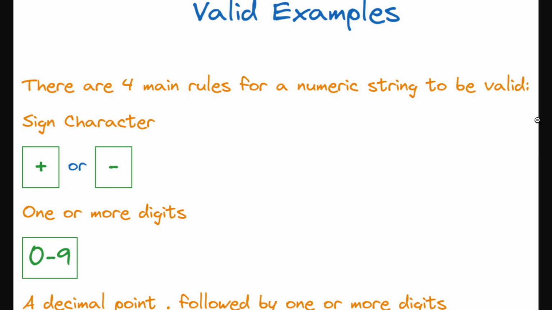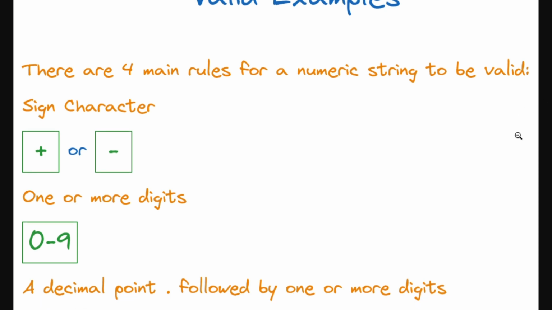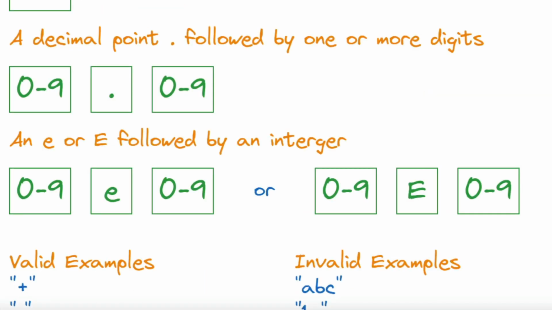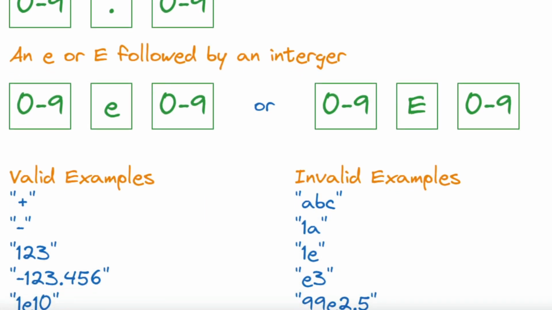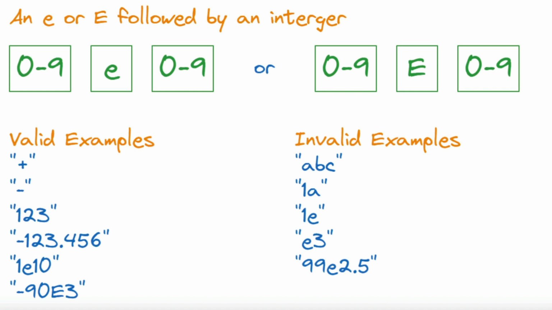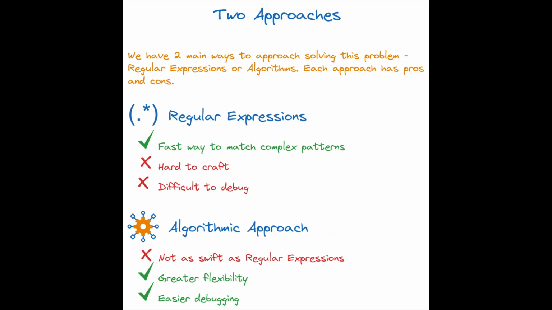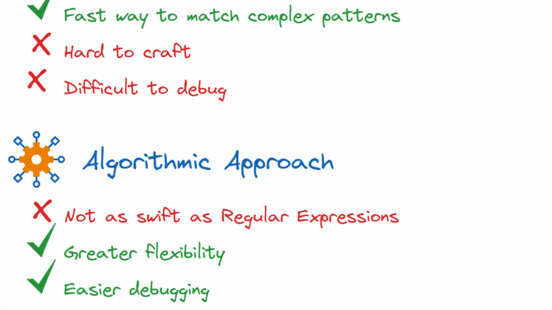So before we write a single line of code, let's brainstorm some test cases. We need examples with just signs, some with digits, others with decimals, and a few with scientific notation. Each test case should explore different combinations and edge cases. This is a critical part of the interview itself. It shows you're thorough and understand the problem deeply. Once we have our test cases ready, we'll opt for an algorithmic approach over using regular expressions.